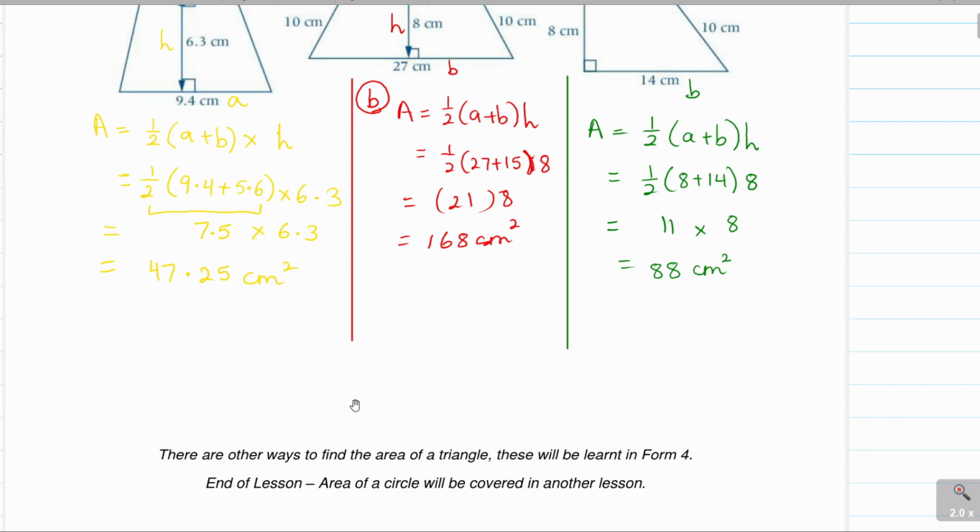So, this is the end of this lesson for areas at this level, and we still have to cover the perimeter of a circle and the area of a circle, but we'll do that in another lesson, so we can do everything about the circle in one lesson. Alright? And we'll look at the parts of the circle as well.